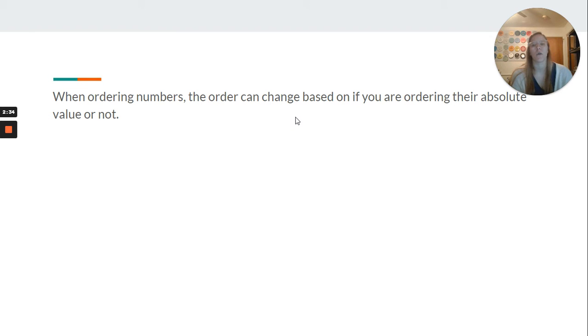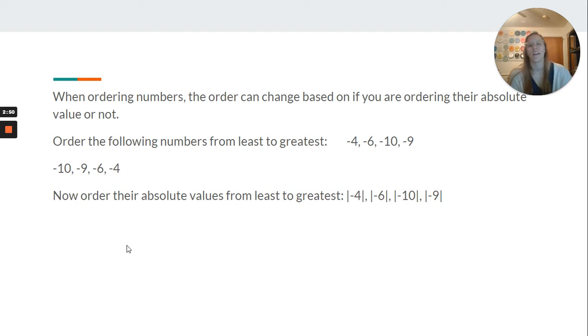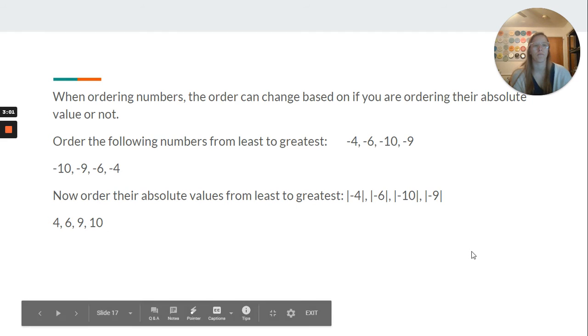So what about now ordering numbers, which was lesson 13, or 12, sorry. When ordering numbers, the order can change based on if you are ordering their absolute value or not. So let's look at an example. Order the following numbers from least to greatest. So our smallest number is going to be negative 10, and so on. Negative 10, negative 9, negative 6, negative 4. That's least to greatest. Now, if we order their absolute values from least to greatest, well, the absolute value is going to make all these positive. So our order is going to change. We're going to have 4, 6, 9, and 10.